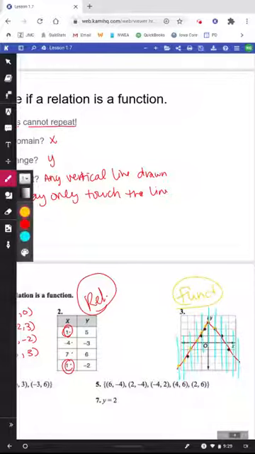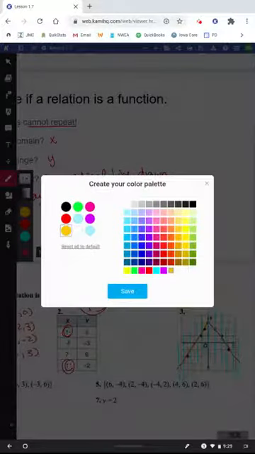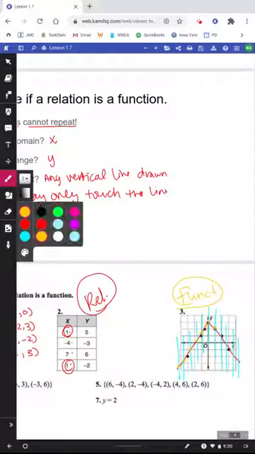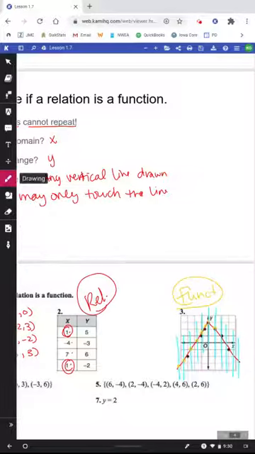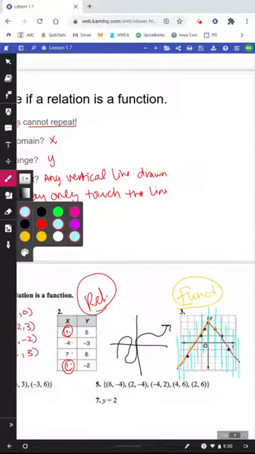So an example of one that would not be a function is if it looks something like this. So at this point here, if I would draw a vertical line, it's actually touching my graph here, here, and here. So this one would be a relation.